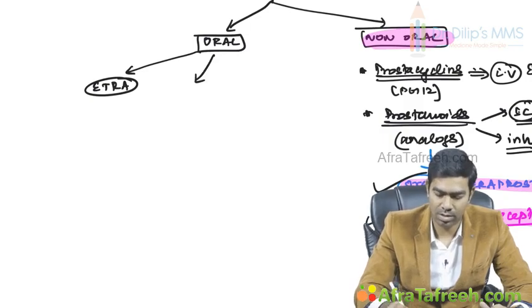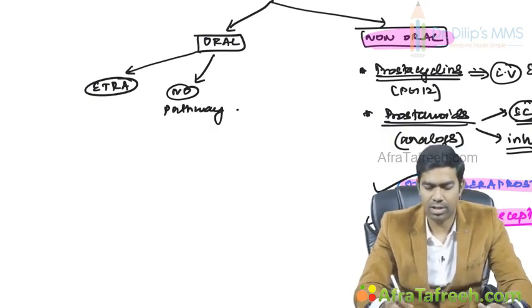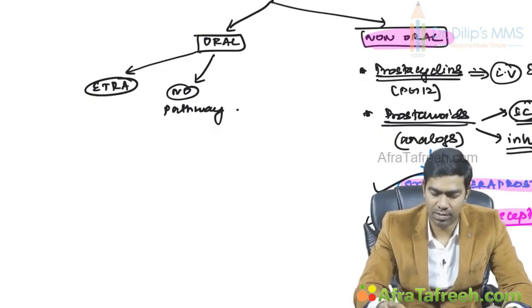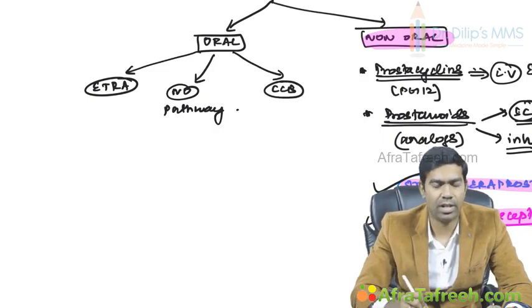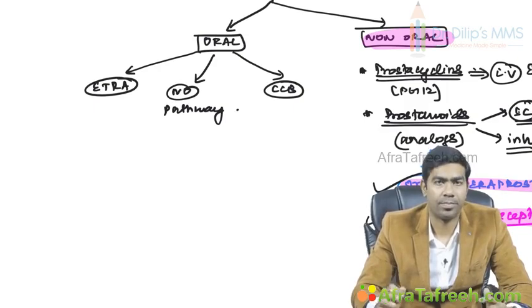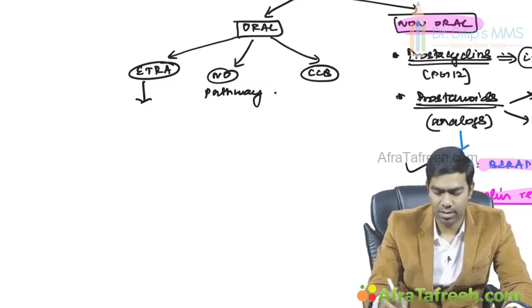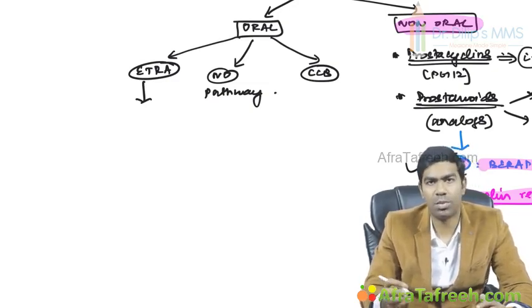Second group of drugs affects the nitric oxide pathway. Third one, drugs that work by a different mechanism, called calcium channel blockers. So these are the three groups of drugs which you can categorize. The first is the endothelin receptor antagonist, where you have to know about the basics of endothelin.